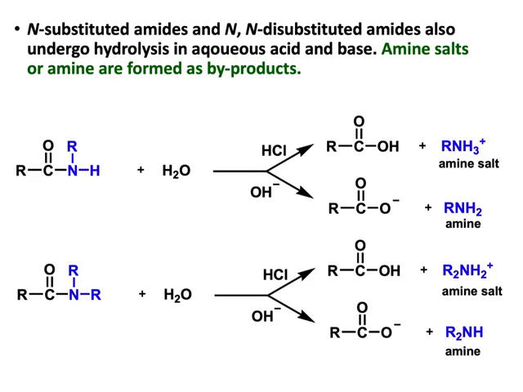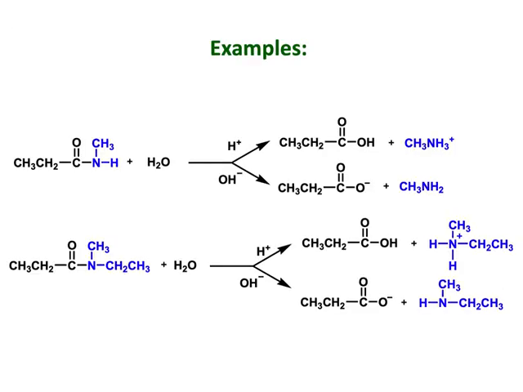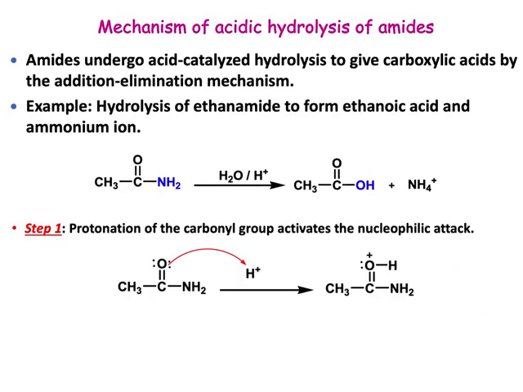So here is amide reacting with water using acid and base. With acid we form carboxylic acid. If you are using a basic condition, you get the carboxylate ion. So this one is the mechanism in acidic hydrolysis. Amide undergoes acid-catalyzed hydrolysis to give the carboxylic acid.